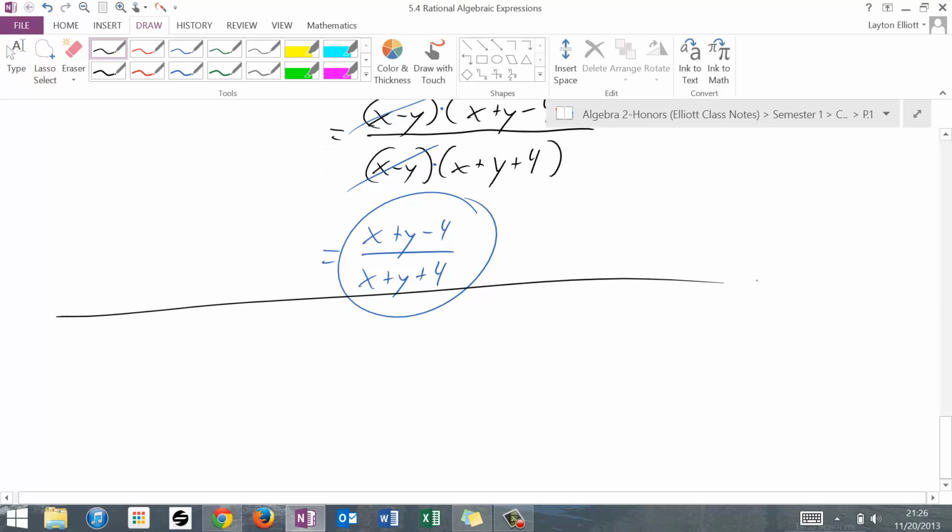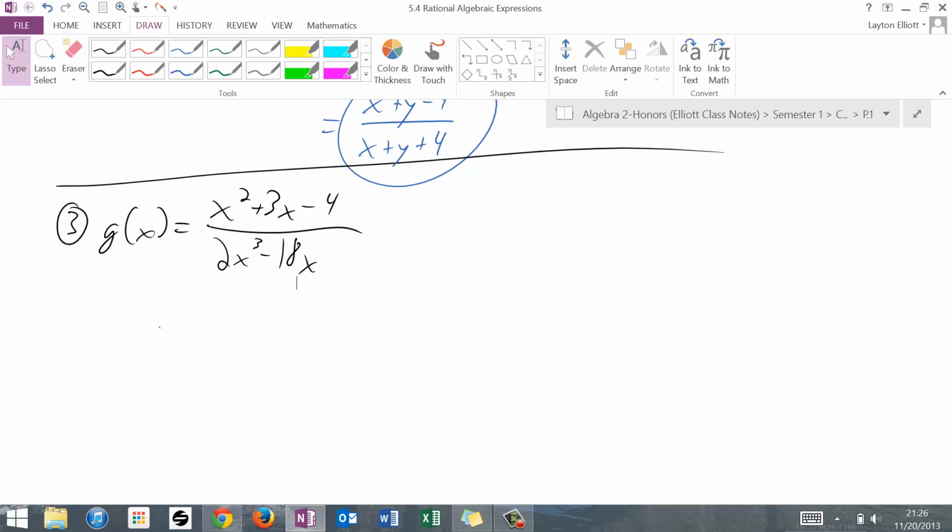So, third example. G of x equals x squared plus 3x minus 4 over 2x cubed minus 18x. Okay, what I'm going to ask you to do for this is to A, find the domain. How do we do that?